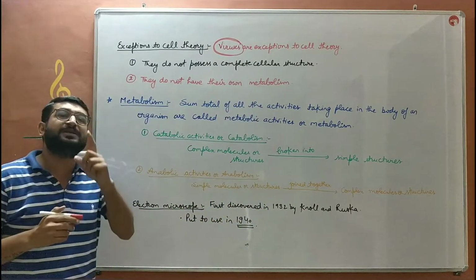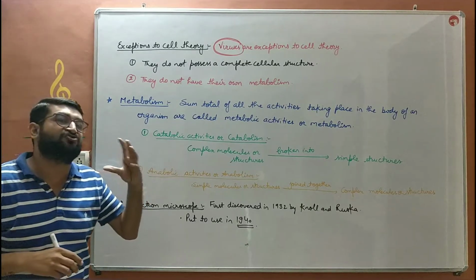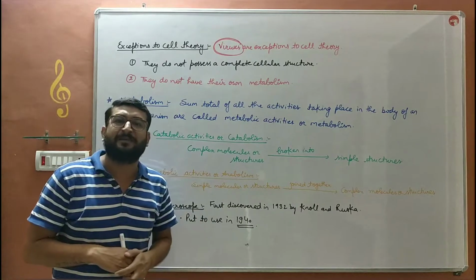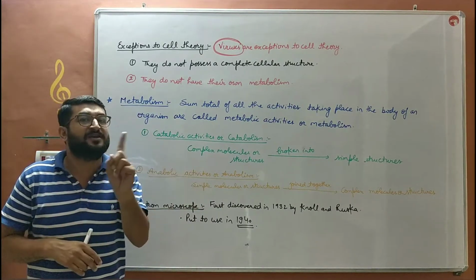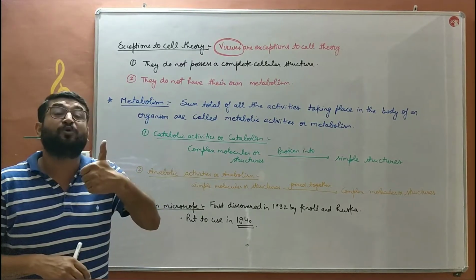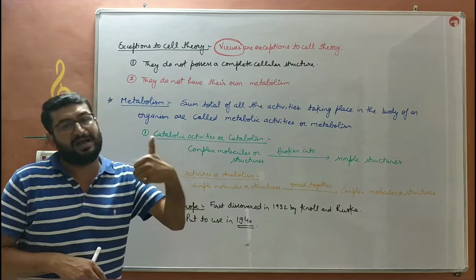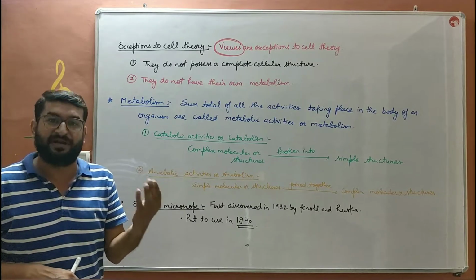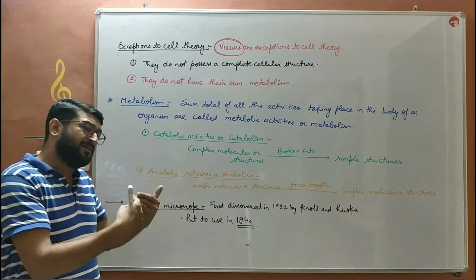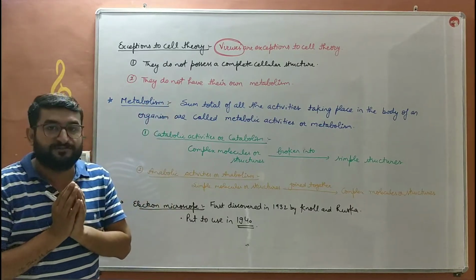The reasons are, the first one is they do not possess a complete cellular structure. Viruses के पास एक पूरा cellular structure, पूरा complete cellular structure नहीं होता. They are only composed of genetic material, nuclear material, that is either DNA or RNA, and have cytoplasm. They do not possess a cell membrane. Later half of this chapter will explain what a cell is composed of.